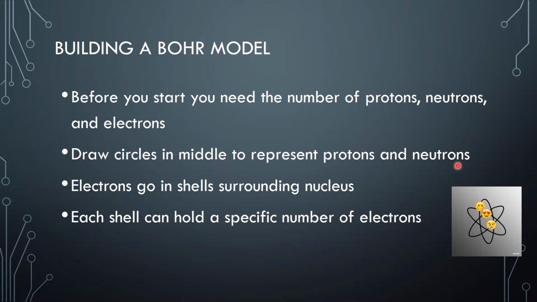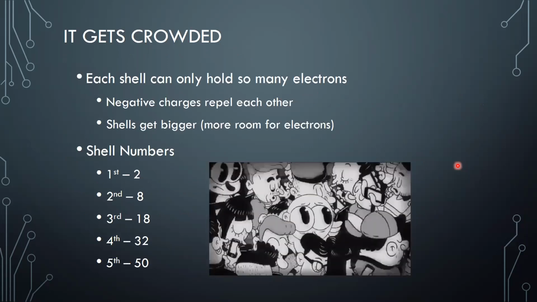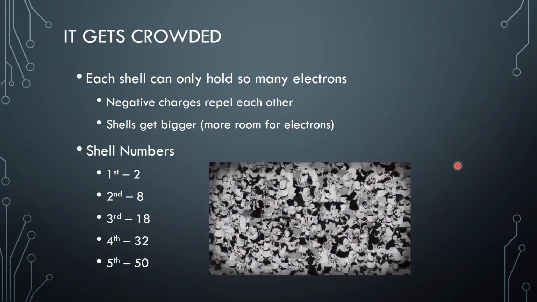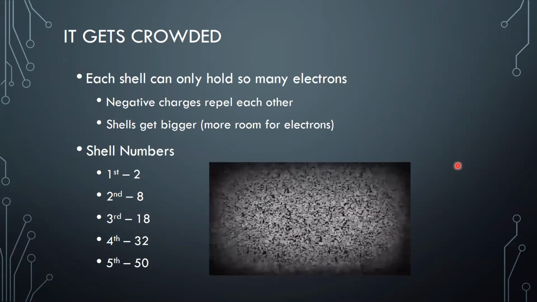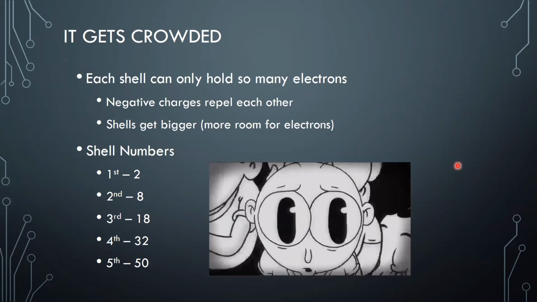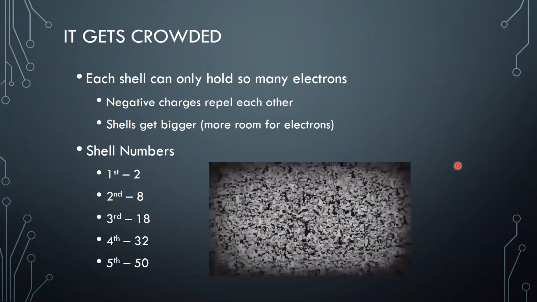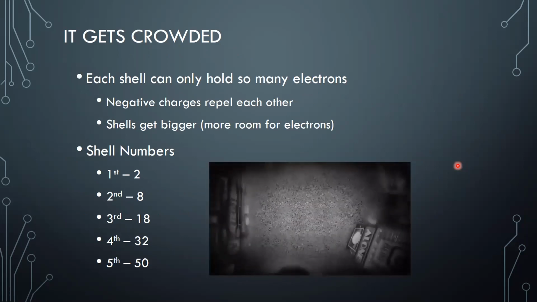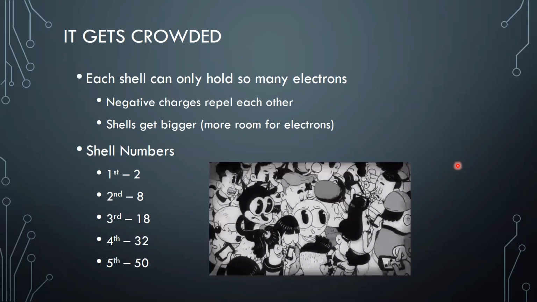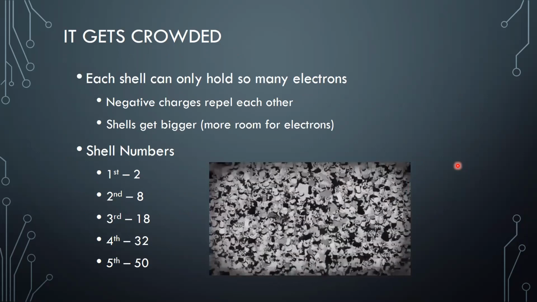Electrons go in the shells surrounding the nucleus, and like I said, each shell can only hold a specific number of electrons. So let's take a look at how many they can hold. The reason for this is it gets crowded. Remember, electrons have negative charges, and if you have two negative charges close together, you're going to experience the repel force, right? Like trying to put the wrong side of magnets together. They're not going to like it.